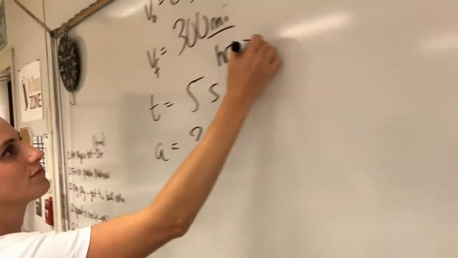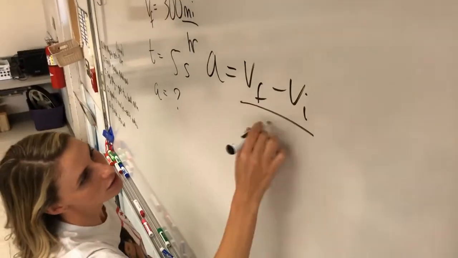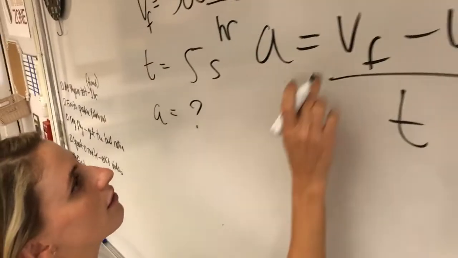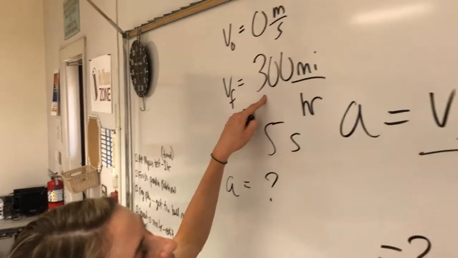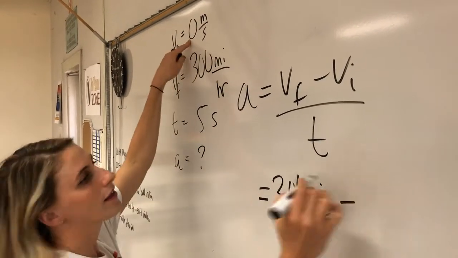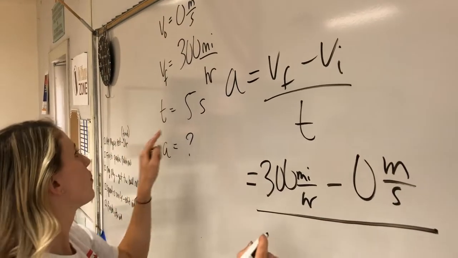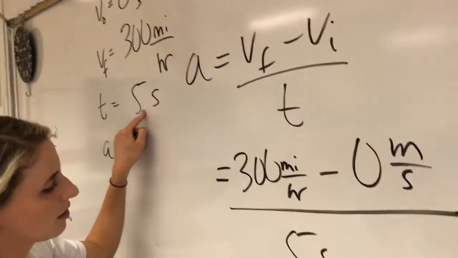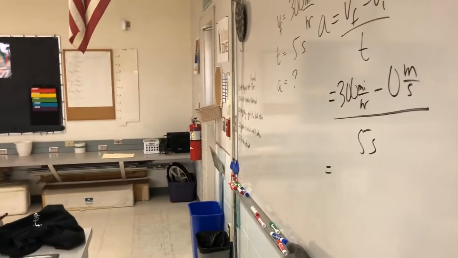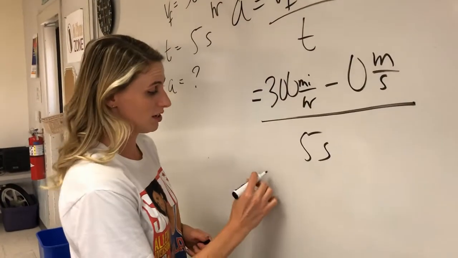So let's do this. Velocity final minus velocity initial over time. These must be instantaneous. I'm running out of room here. The velocity final was 300 miles per hour minus 0. I love it when it's just minus 0. It makes my life easier. 5 seconds. What is 300 divided by 5? I don't even need a calculator for that. If you need a calculator, do it. Ain't no shame in the game.